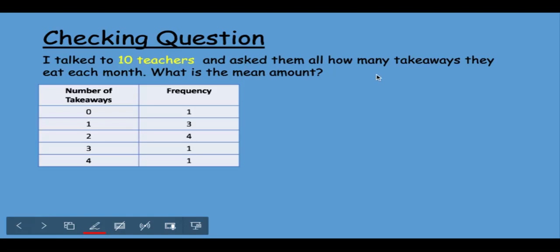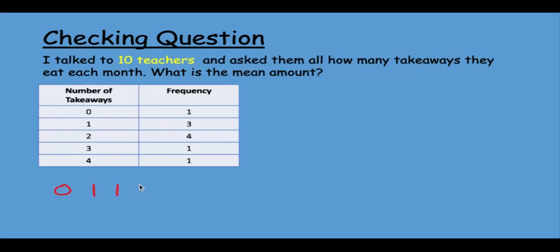So how many takeaways do we eat each month? And I know I've got 10 here, so I don't even need to add that up. So I'm just going to say I had 0 once. I had 1 3 times. 1, 2, 3. 2 4 times. 2, 3 once. And 4 once.